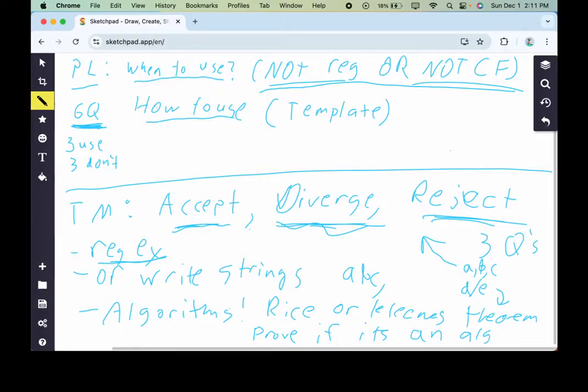So when people ask, hey, what are the algorithms? Go to a Turing machine question. You're going to see them. The questions are always structured the same way: make an accept, diverge, or reject regular expression or string. And then the end is going to be the algorithm kind of questions. This is the structure of your exam. Before we go into the content, does anyone have questions?